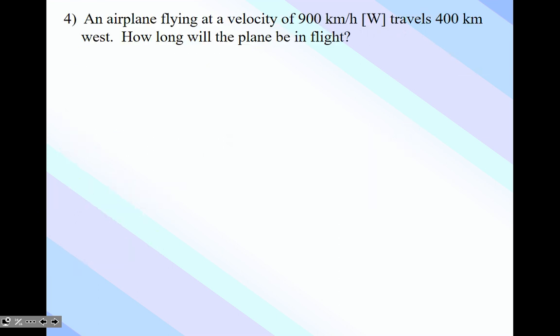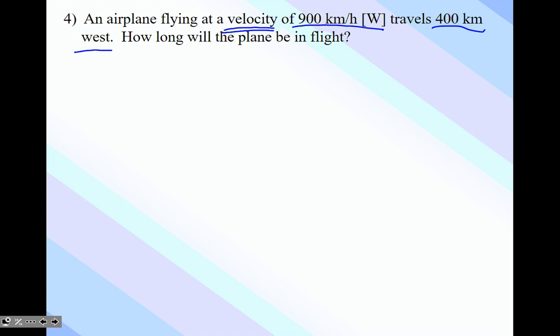Okay, let's move on to the final example. An airplane is flying at a velocity. We see the word velocity, we know that that implies a direction, of 900 kilometers an hour west. It travels 400 kilometers west, so that's our displacement because of the west. How long will the plane be in flight?